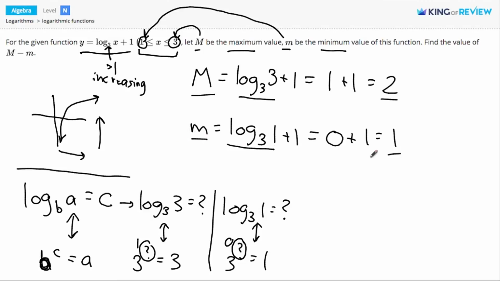And that means that when we're asked to find capital M minus little m, that's really just asking us to find 2 minus 1, which is 1.